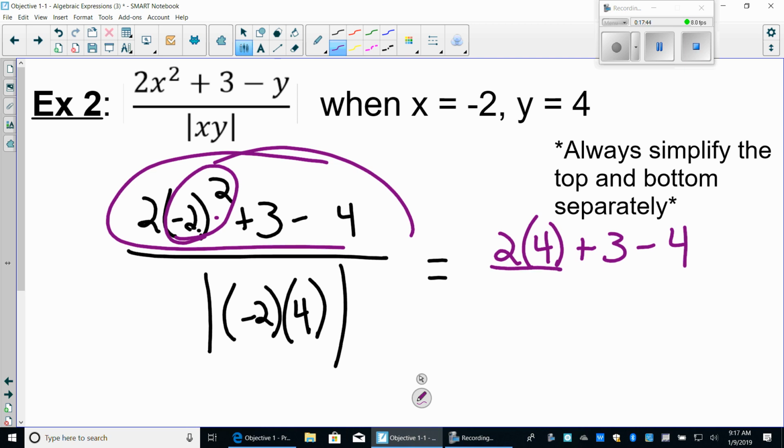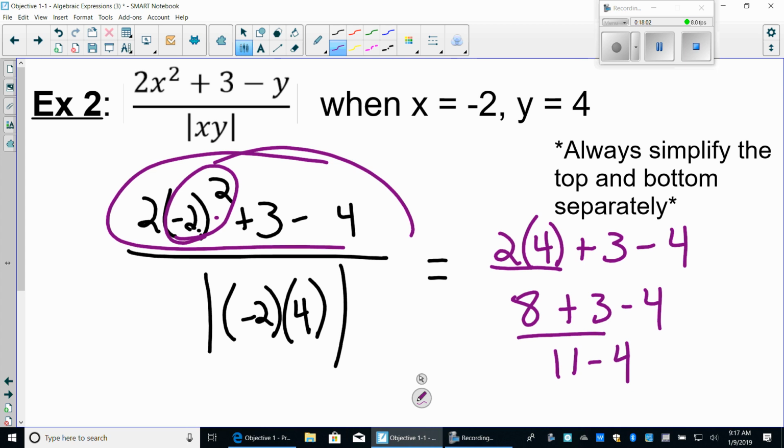Multiplication. Notice I'm not even worrying about the denominator right now. So 2 times 4 is 8. Bring everything down. Then what comes next? 8 plus 3 is 11. Again, I still would write this down. I wouldn't even do this whole thing in my head. I would do it one piece at a time.